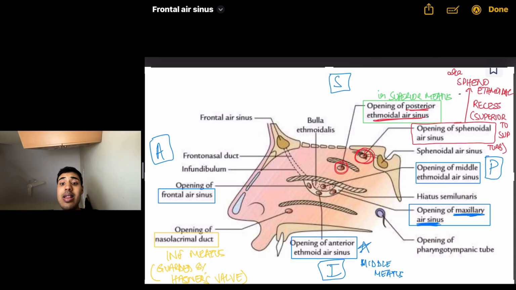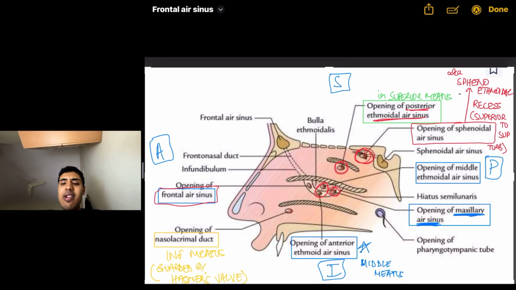Then in the middle meatus, as I told, you have the anterior most frontal sinus, then you have the anterior ethmoidal sinus, and you have the maxillary sinus. This is in the middle meatus. What divides this anterior group of sinuses and posterior group of sinuses? It is divided by the ground lamellae, as I told, or the basal lamellae.